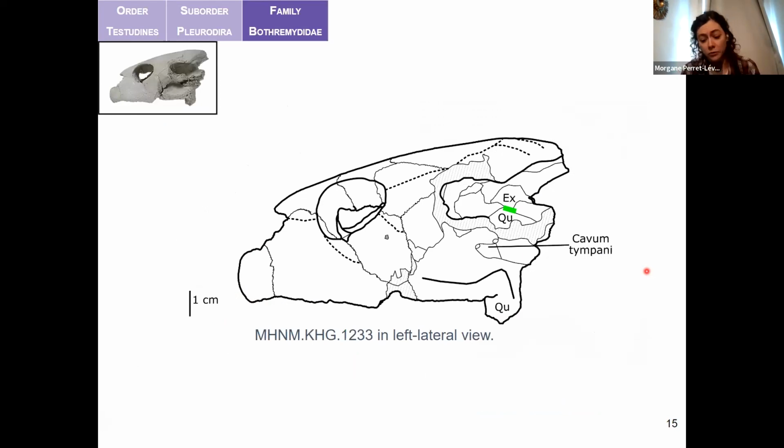The only family found in the phosphates of Morocco is the Bothremydidae family, so I focused on that. And we can find some characteristics, such as the contact between the quadrate and the exoccipital. There is also the contact between the two prefrontals.